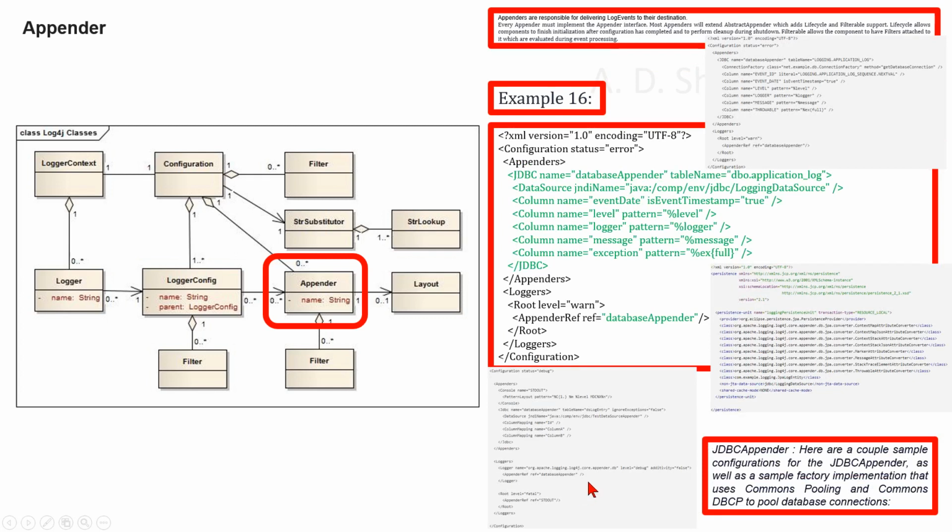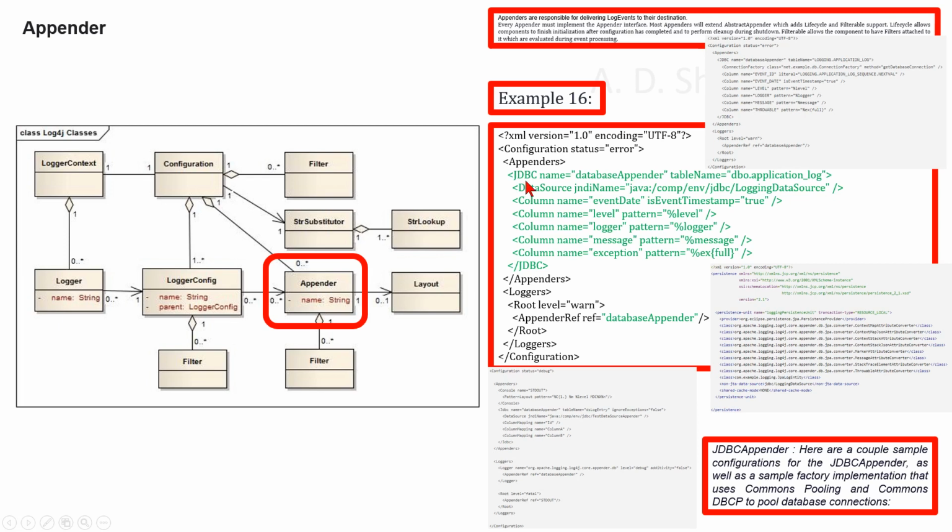Now we are considering the JDBC Appender. Here are a couple of sample configurations for the JDBC Appender, as well as a sample factory implementation that uses Commons Pooling and Commons DBCP to pool database connections. As of Log4j 2.11.0, JDBC support has been moved from the existing module log4j-core to the new module log4j-jdbc.